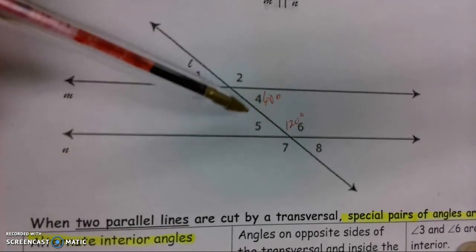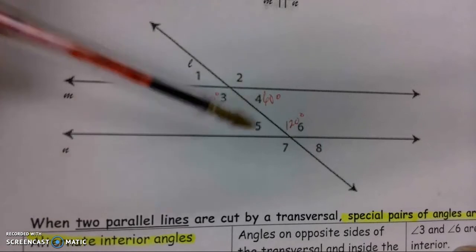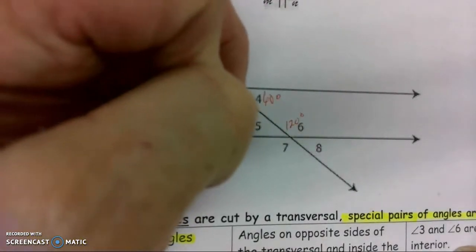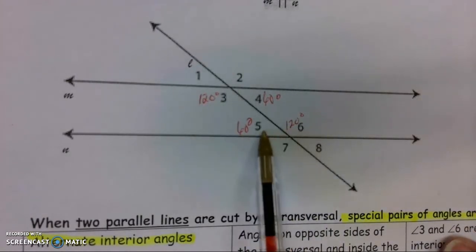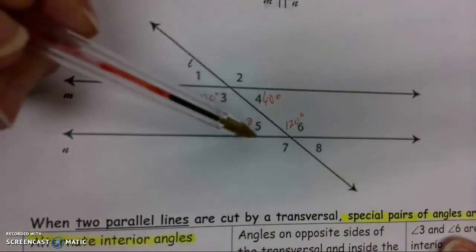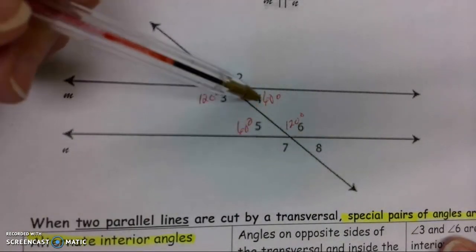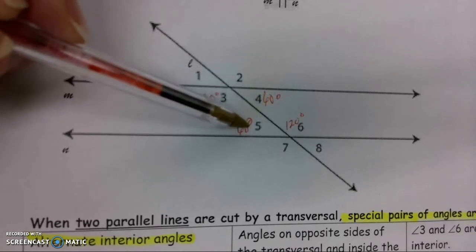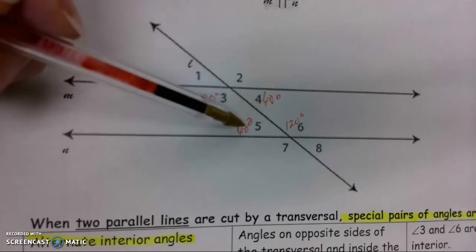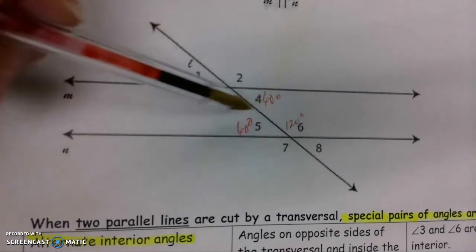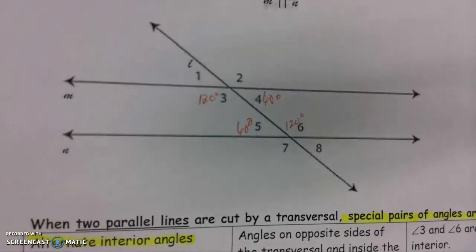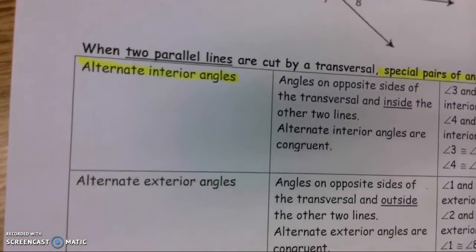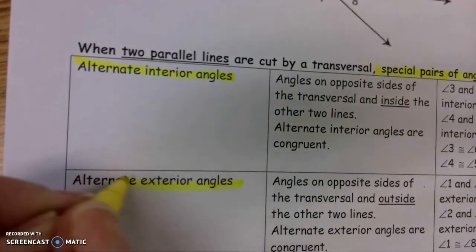Angle 4 and angle 5 are alternate interior angles. Angle 4 and angle 5 are congruent. They both equal 60 degrees. Again, I could look and identify that as supplementary, but it's good to know then that my angles are both going to be equal. Alternate interior: inside, opposite side of the transversal. They are congruent. The second pair of angles that are formed are alternate exterior angles.